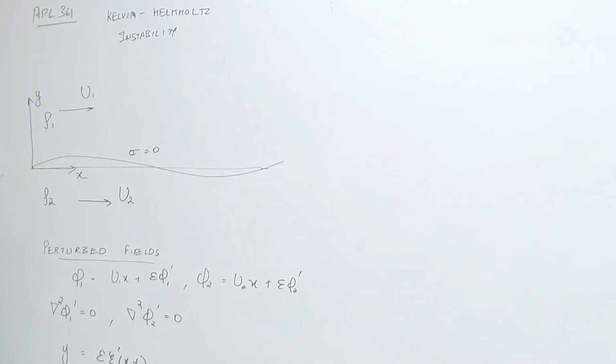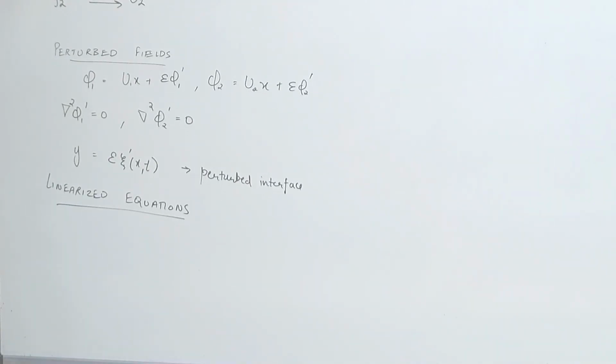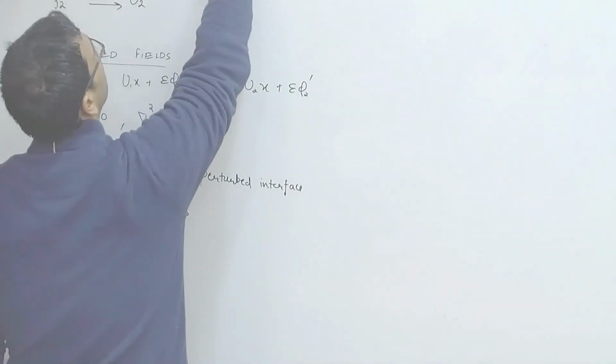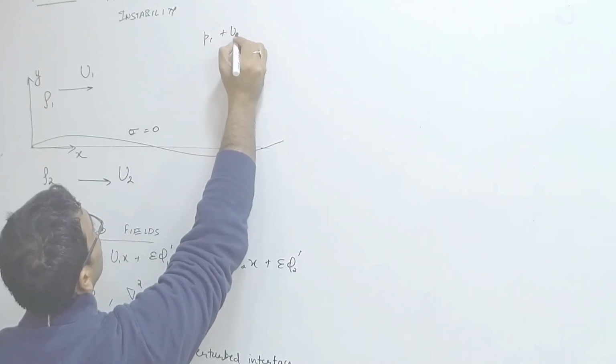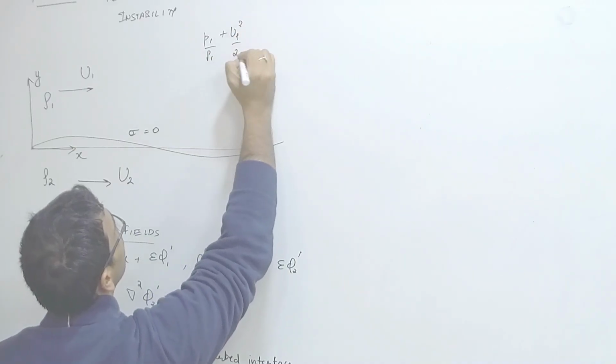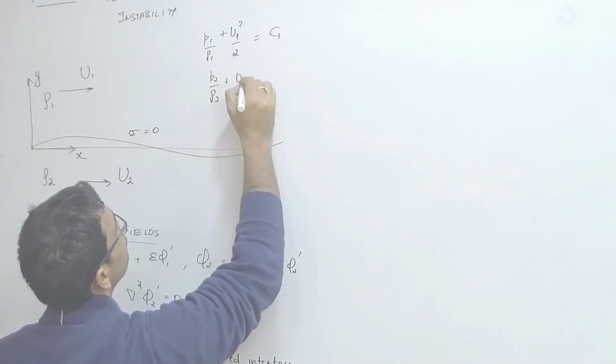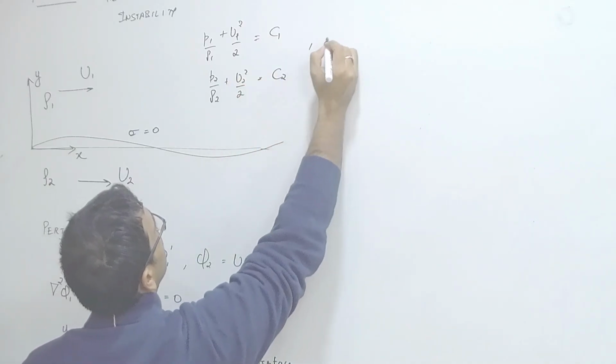So linearized equations, what were they? Let us say linearized interface conditions, what were they? So we had dynamic interface condition, what was it? What did we derive from dynamic interface condition? So we have P1 equals P2 always. Okay, from P1 equals P2, so you have P1 by rho 1 plus U1 square by 2 equals some C1, and P2 by rho 2 plus U2 square by 2 equals some C2, and P1 equals P2.